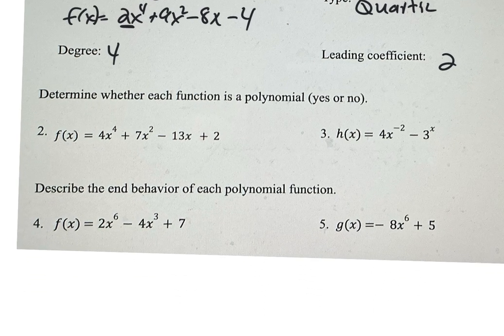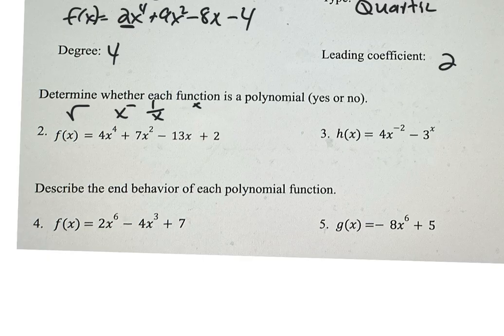Number 2, determine whether it is a polynomial. These are yes or no questions. Now remember, we got three rules about things not being a polynomial. One is that there's no x's inside a radical. The other one is there's no x's with negative exponents, or that's the same thing as having an x in the denominator. And also you can't have x as an exponent.